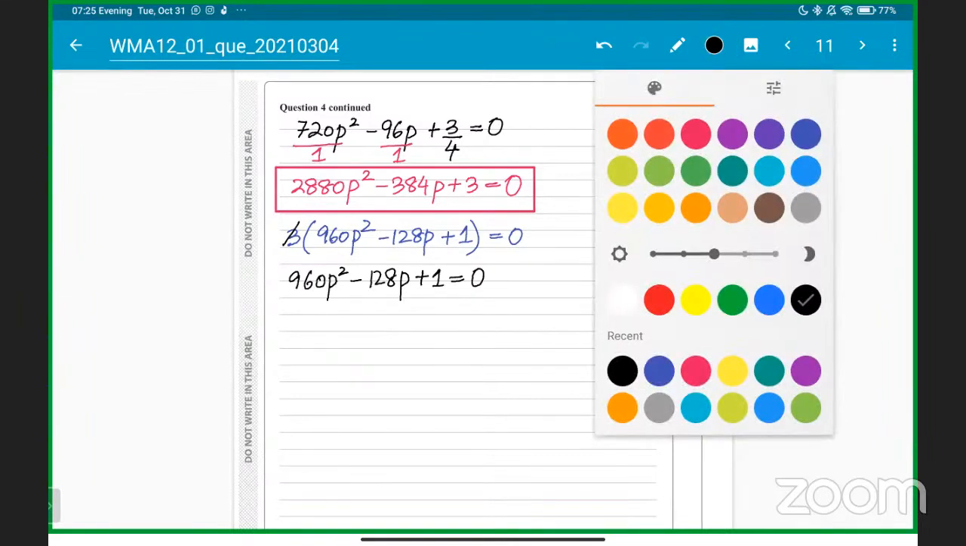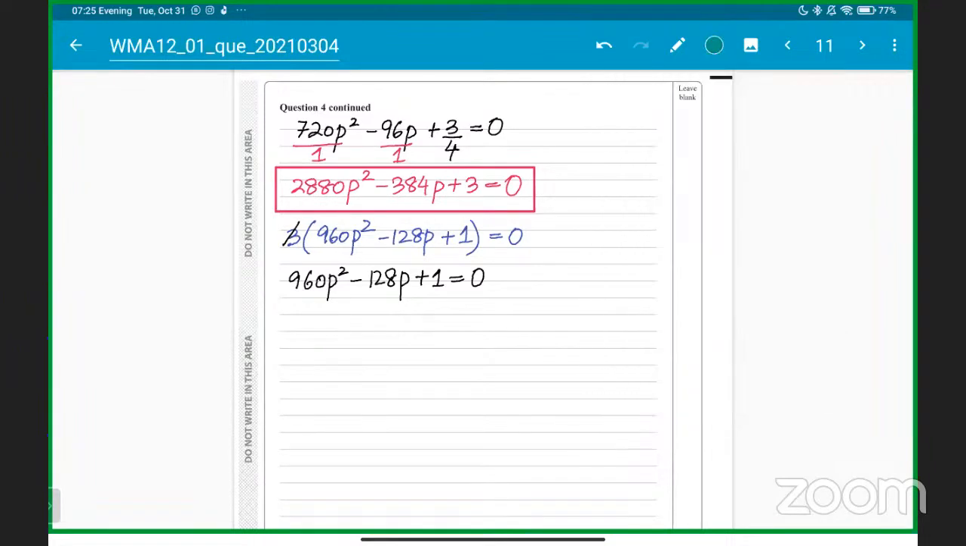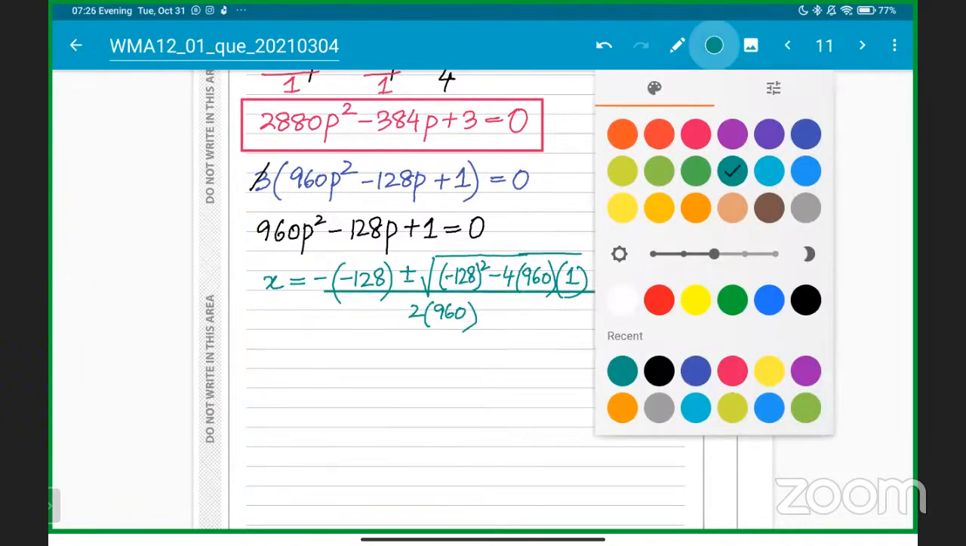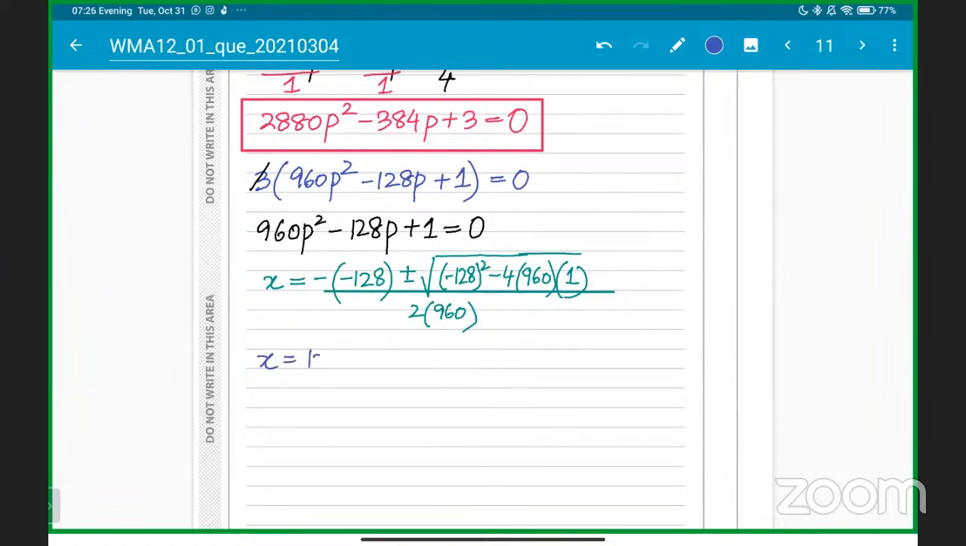Not sure whether factorization, middle term breaking will help here or not. So it's better to use the quadratic formula. You can do that in the calculator as well, but I'll do it for you here. Minus b plus or minus the square root of b square minus 4 times a times c, divided by 2 times a. Understood? You can do this in the calculator as well, okay?